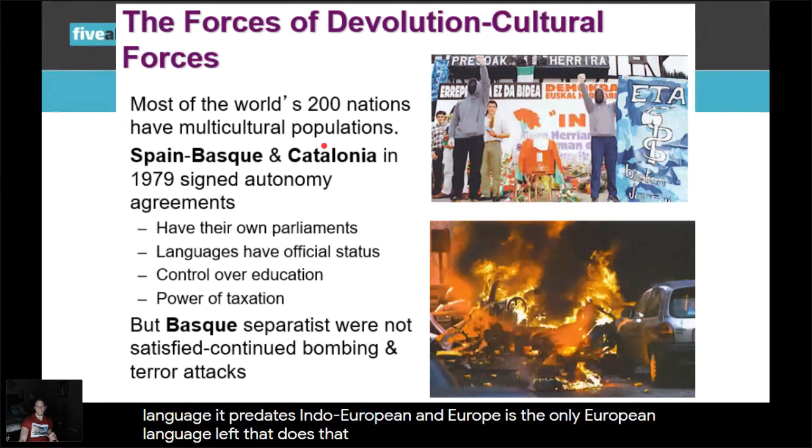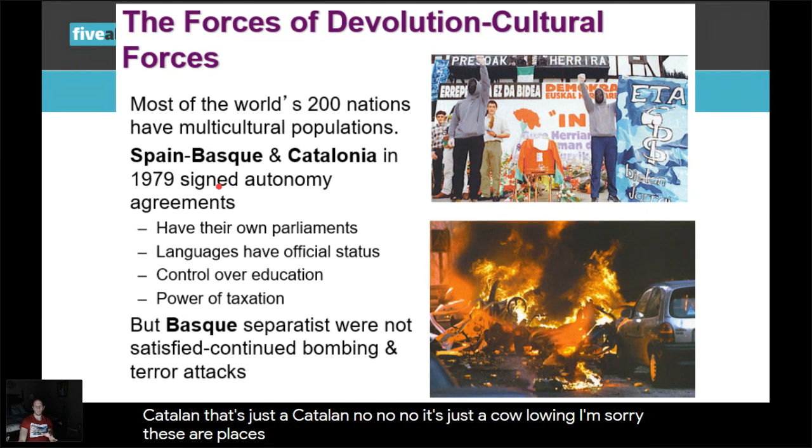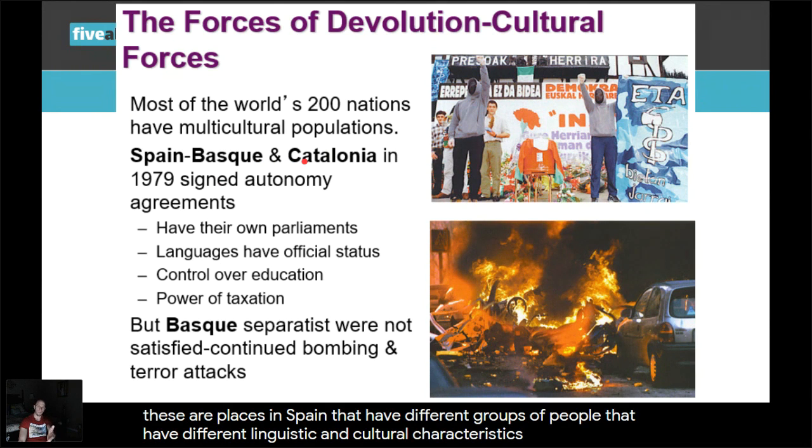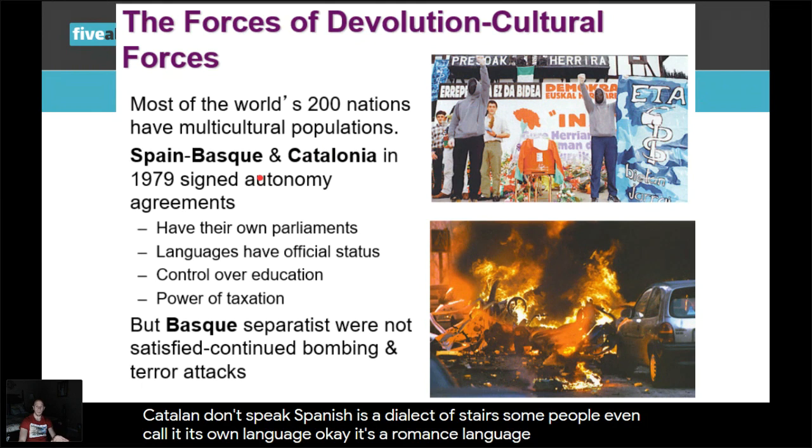And then you've got Catalonia, or Catalan. These are places in Spain that have different groups of people with different linguistic and cultural characteristics. People that speak Catalan don't speak Spanish. Some people say it's a dialect of Spanish, and some even call it its own language. It's a Romance language, but it's not the same as Spanish.